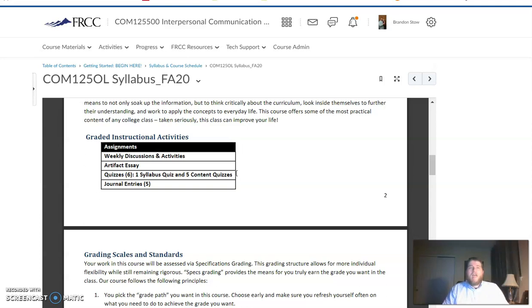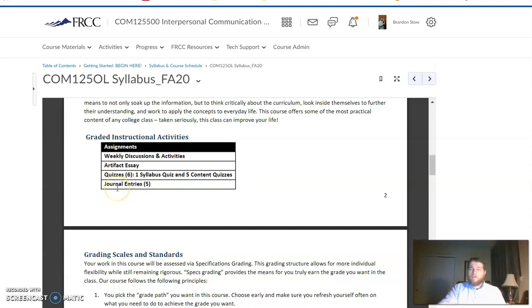Essentially, the quizzes happen every few weeks as a means for us to make sure we know the terminology, that we're getting the ideas that we're covering in the course. I'll tell you this: all the quizzes will be multiple choice, true/false, matching. You do all of the other writing in the discussion boards and your artifact essay and in the journal entries, so there are no essay questions on those quizzes.